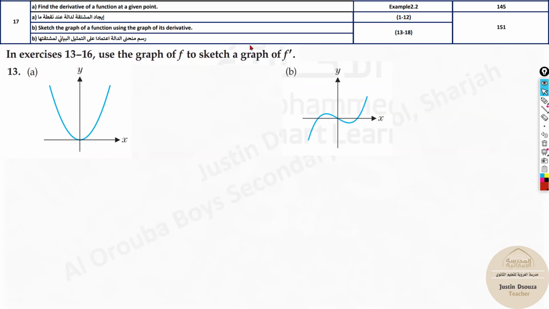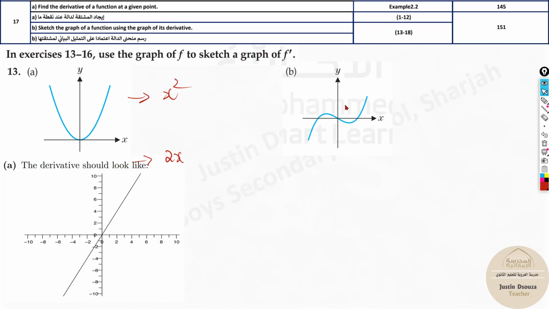Now we go to the last part of this particular question, that is to sketch the graph of the derivatives. Now, over here, let's see what they have asked. It is to use the graph of f to sketch graph f dash. F dash means we need to find the derivative. Always remember, let's try understanding by equation. What is this graph? It is a quadratic graph, right? Now, when I derive quadratic graph, it will be 2x. So the answer must be a linear graph. Is it true? Yes, it's linear.